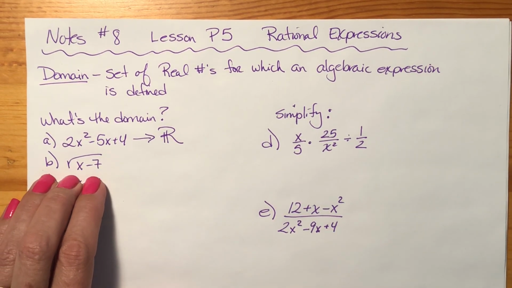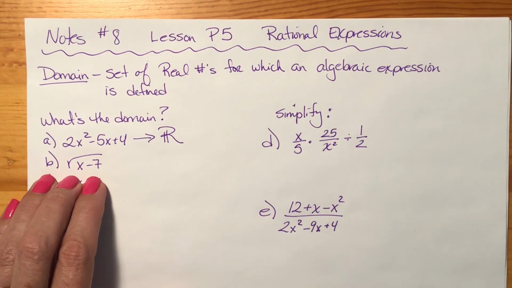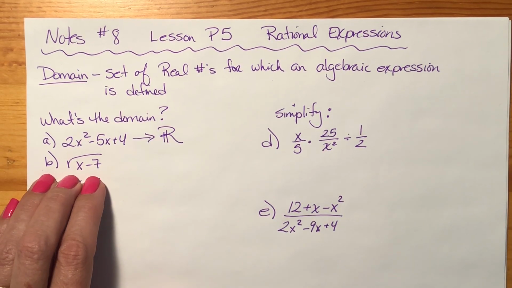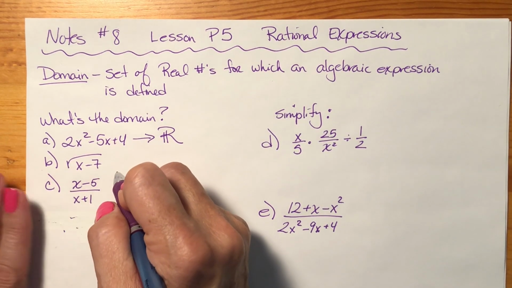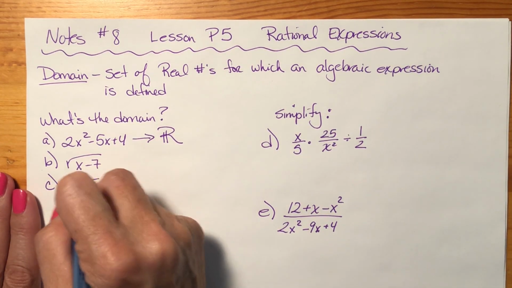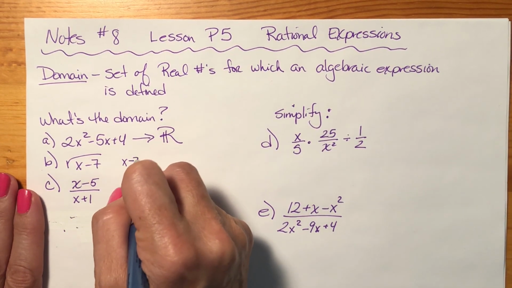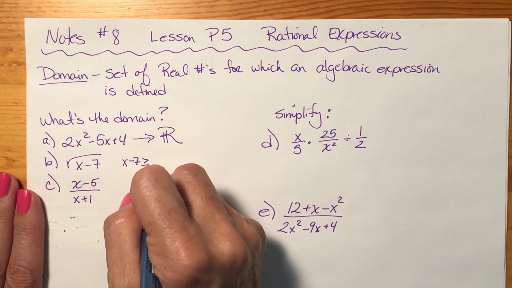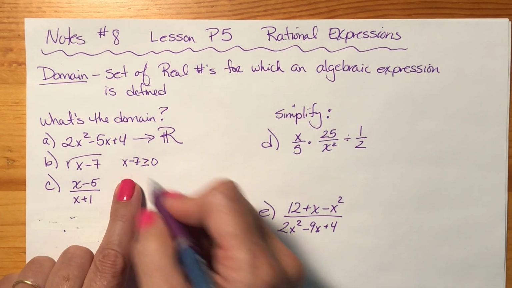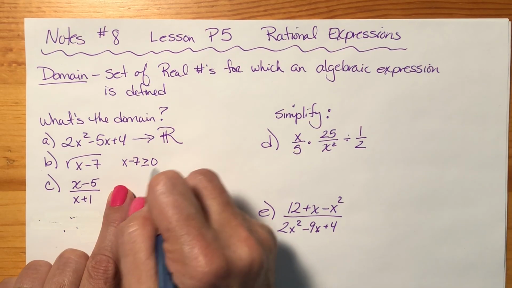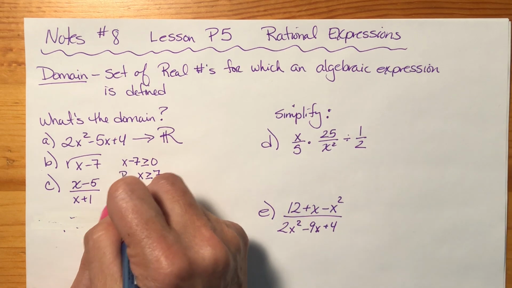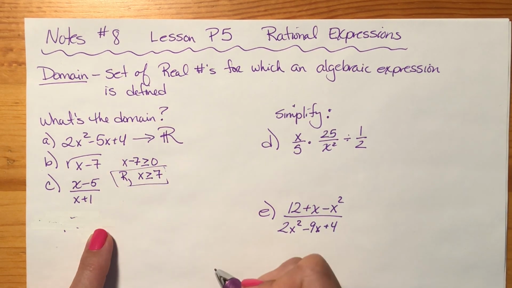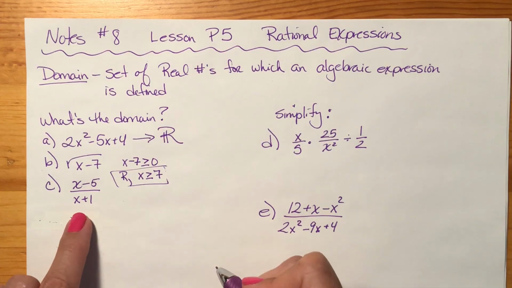The second one I have here is the square root of x minus 7. Now, we're talking about real numbers, but here's the problem. If I put a number like 0 in for x, I would have the square root of negative 7. That is not real. So anytime you have radicals, whatever's underneath that radical sign, x minus 7, has got to be greater than or equal to 0. So what you need to do is solve that. You would say that x is greater than or equal to 7, okay? So formally I would say all reals such that x is greater than or equal to 7.